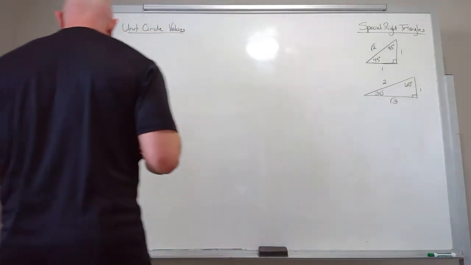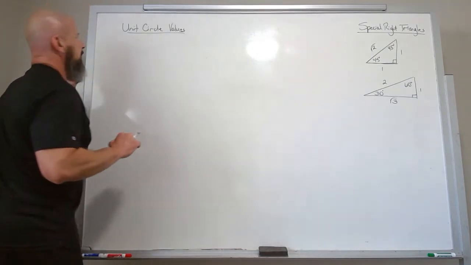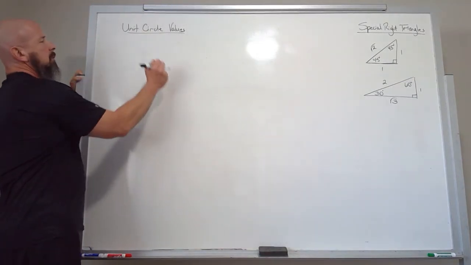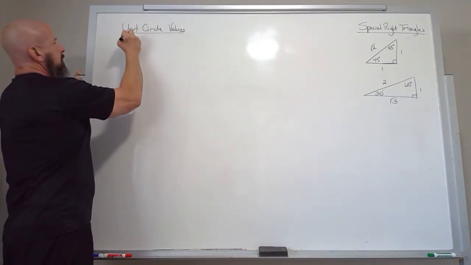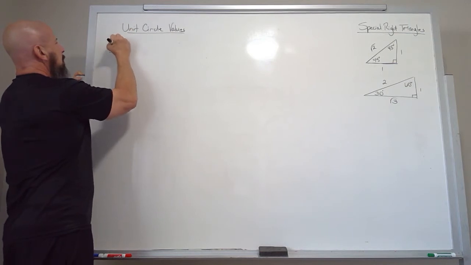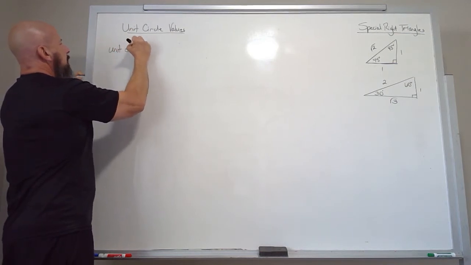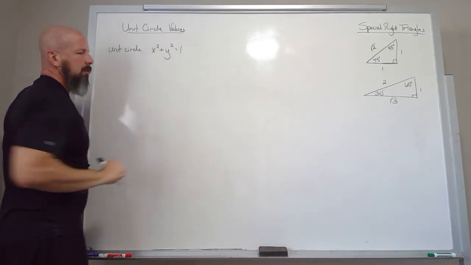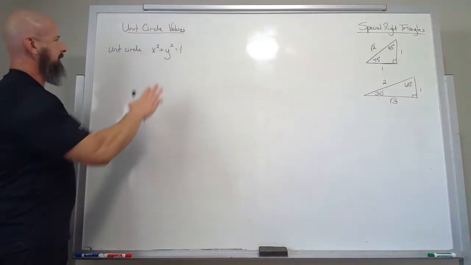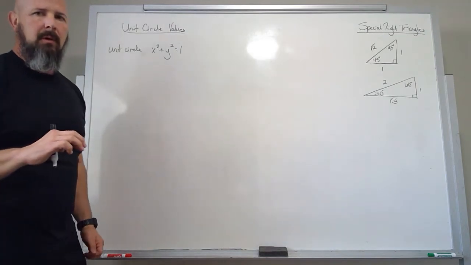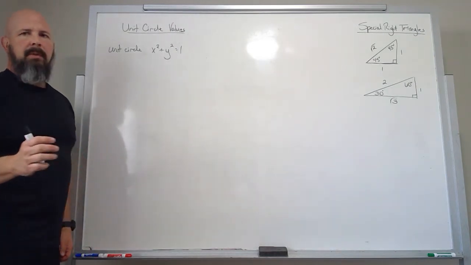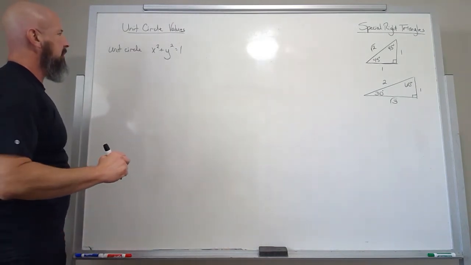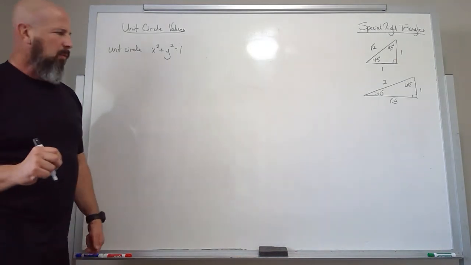Right? So a unit circle is a common way to deal with these unit circle values. So first off, the unit circle equation is x squared plus y squared equals 1. So from back in algebra, this would mean that the center is at 0, 0, and the radius would be 1. Right? Center's at 0, 0, and radius 1.